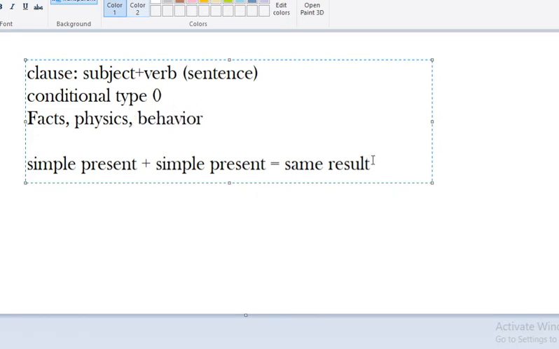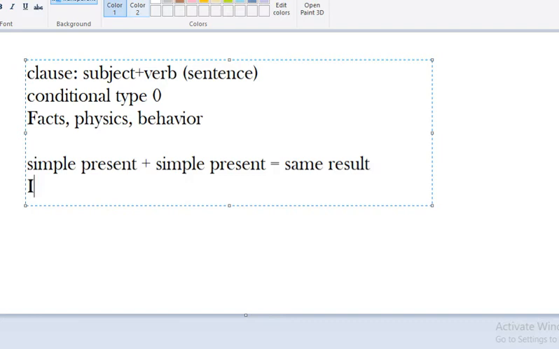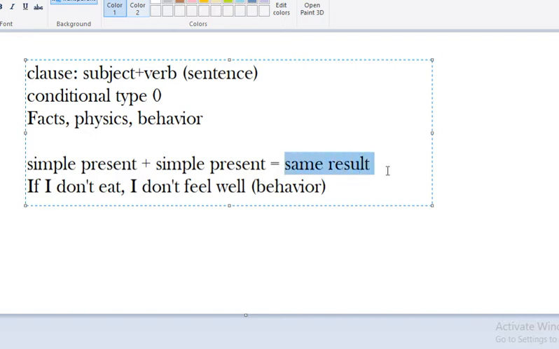And as you see, we have the question, what is a clause? So a clause is a sentence. It's combined by a subject and a verb. They need to have an agreement. Remember the rules of the simple present. Then here we have "if", where we start our condition. If I don't eat, I don't feel well. That's a behavior, or that's the answer or behavior. So you always get the same result for this one.